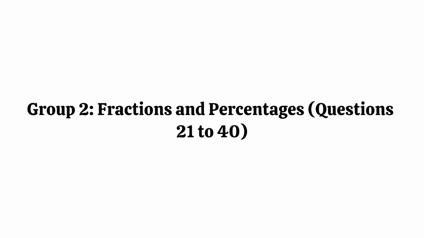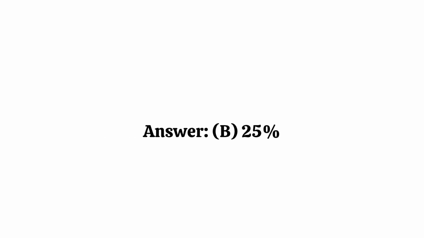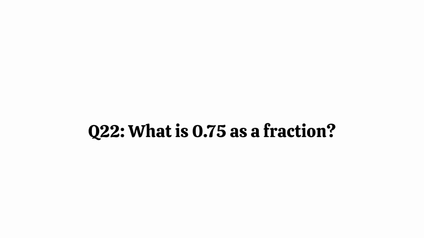Group to fractions and percentages questions 21 to 40. Q21: Convert 1/4 to percentage. A: 20%, B: 25%, C: 50%. Answer: B, 25%. Q22: What is 0.75 as a fraction?